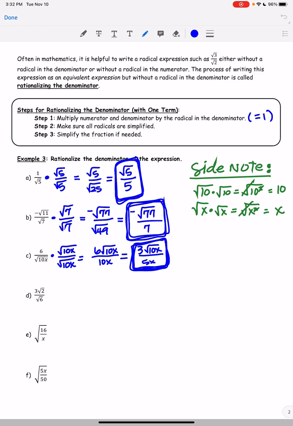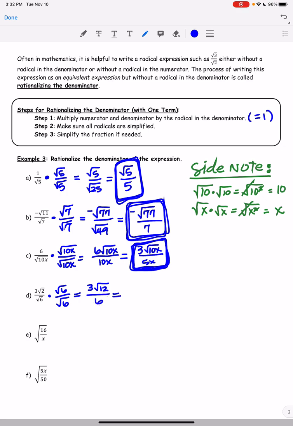D, 3 square root 2 over square root 6. I don't care what's in the top. I don't care if I have a radical on the top. We're going to multiply both by square root 6. So now I have 3 times, if you want to think of that as a 1 right there. So we've got 3. 2 times 6 gives me square root 12 over square root 6 times square root 6 is just 6.